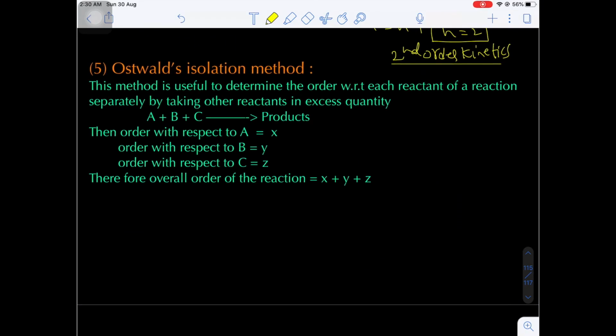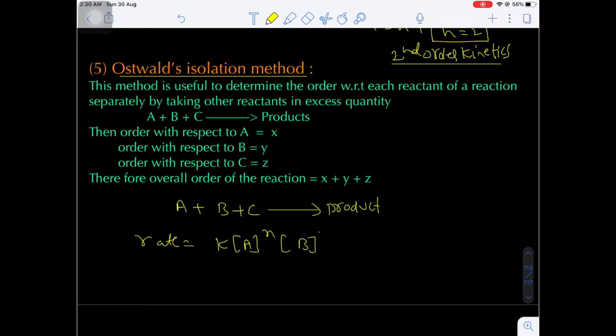And one last method is there, that is called Ostwald's isolation method. This Ostwald's isolation method is very useful to determine the order with respect to each reactant when the remaining reactants are taken in excess amount. Let's suppose we have one reaction A plus B plus C gives some products. Now we can write the rate expression: rate R is equal to K times concentration of A to the power X, concentration of B to the power Y, and concentration of C to the power Z.